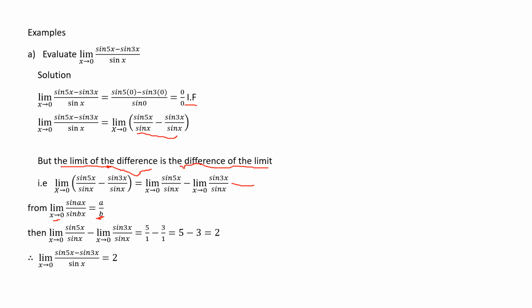But this one here, of sine 5x as x tends to 0, will give us 5 over 1. And this one here, of sine 3x over sine x, will also give us 3 over 1. Then it will be 5 over 1 minus 3 over 1, which will give us 2. Therefore, the limit of sine of 5x minus sine of 3x over sine x will be equal to 2.